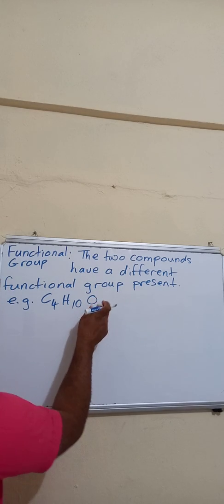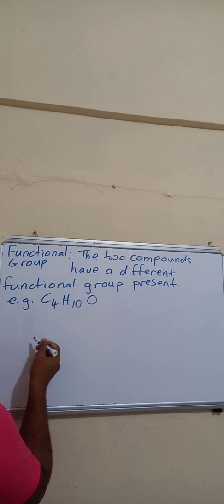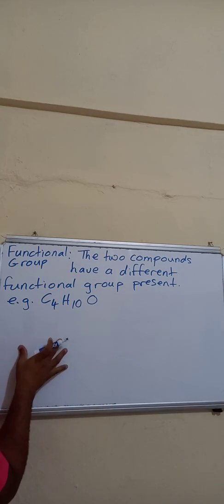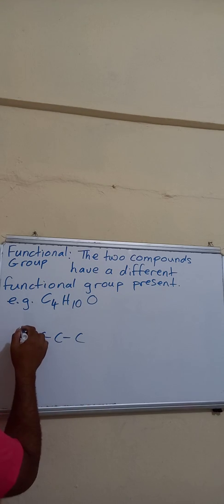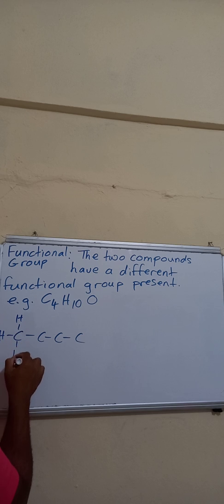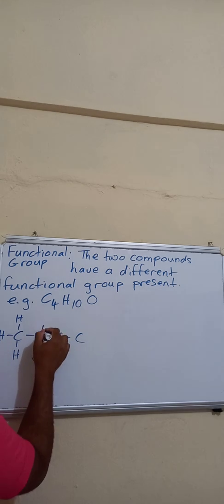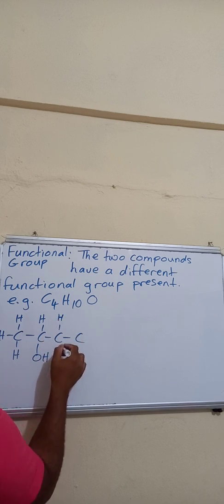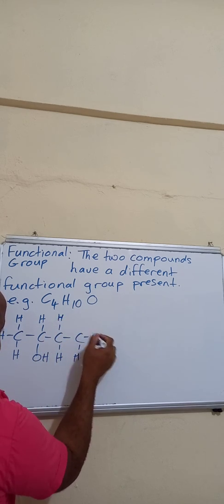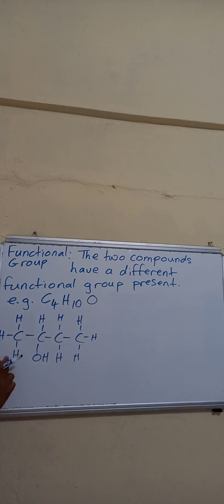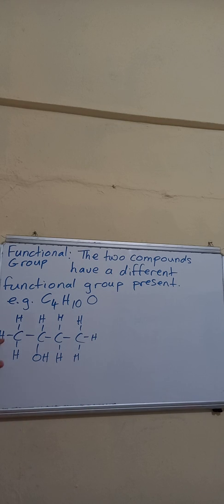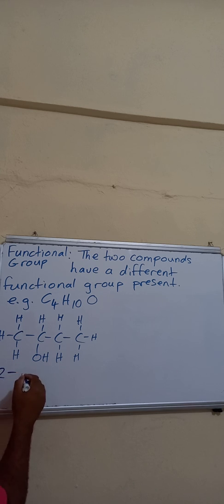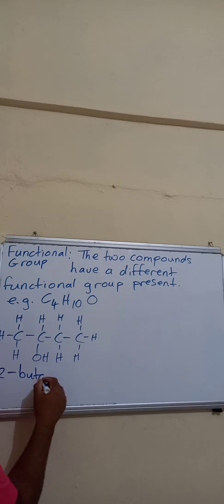Same molecular formula, but they must have a different functional group present. So if you see a compound with 1 oxygen, that's possibly an alcohol. So let's draw an alcohol and see if it matches the molecular formula. So 4 carbons, 3 and 2, 5 and 2, 7, 10. So C4H10O. So this is 2-butanol.